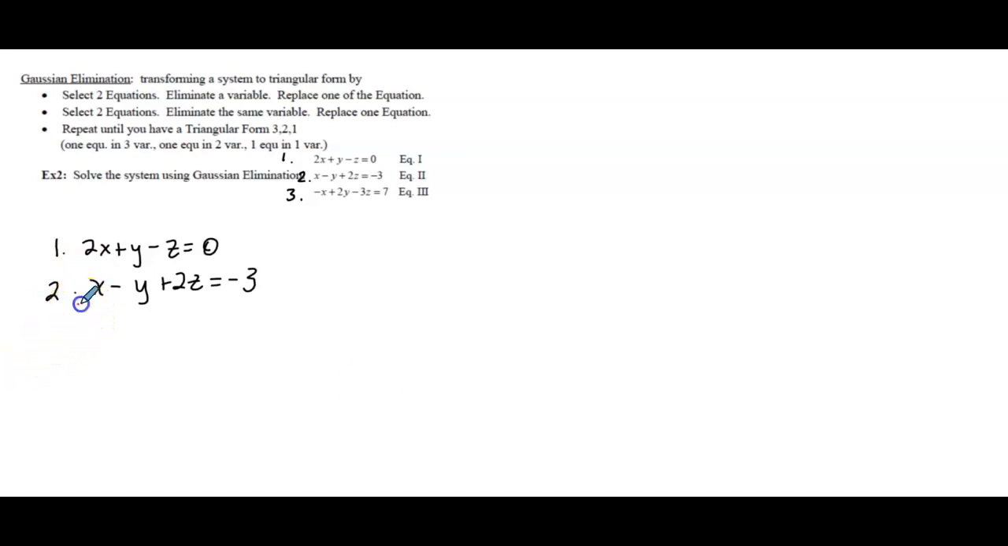I'm going to add these 2 equations together, and I want you to know that positive y and negative y are going to cancel. So 2x plus 1x is 3x, and -z plus 2z is plus z equals -3. So I just eliminated y. Now you're going to come up to equations 1 and 2, cross off one of these original equations, and replace it with the new equation. You do this so you are always working with 3 equations.